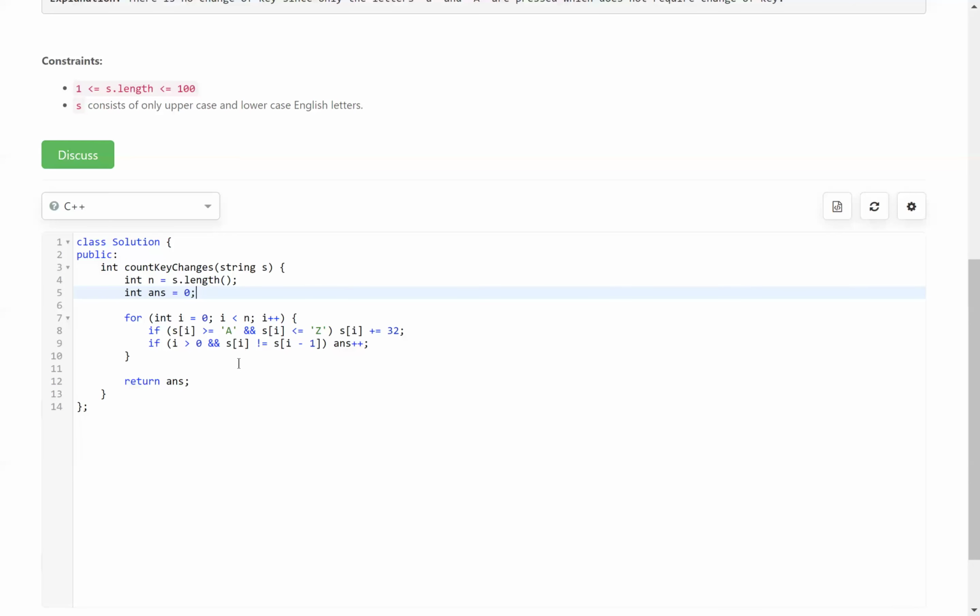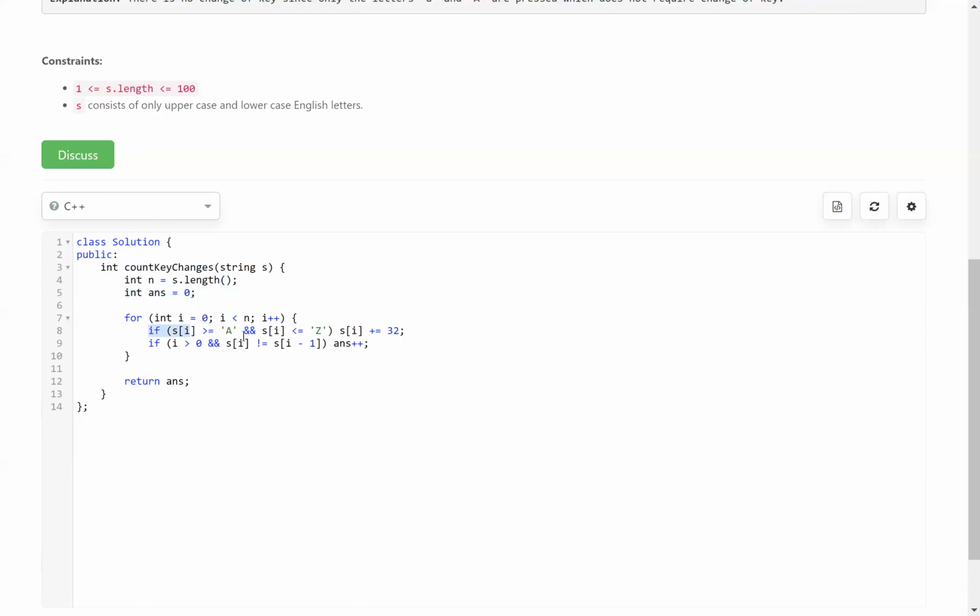variable answer with zero. Then I traversed over the string, and for every character, I just said that, hey, in case the character is an uppercase character, this is just checking if the character is uppercase or not. In case it is, then add 32 to convert it into a lowercase character.